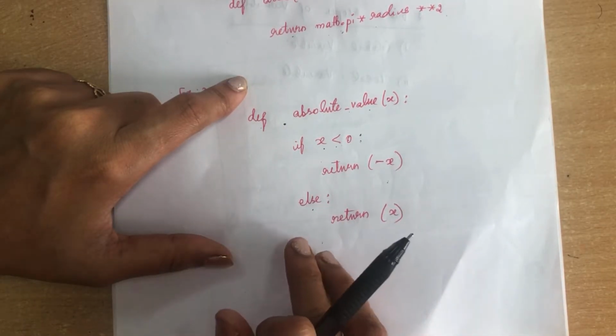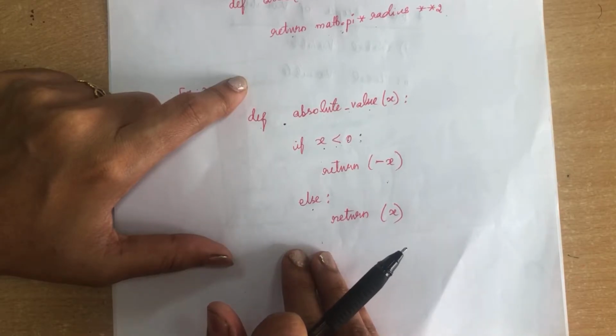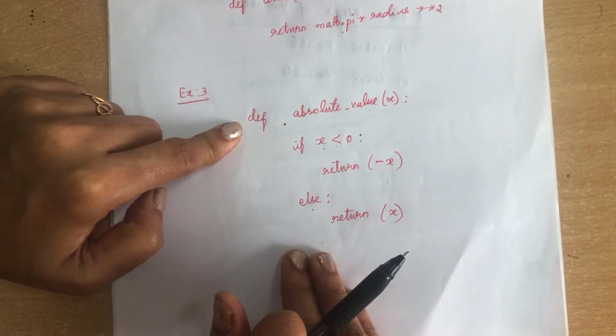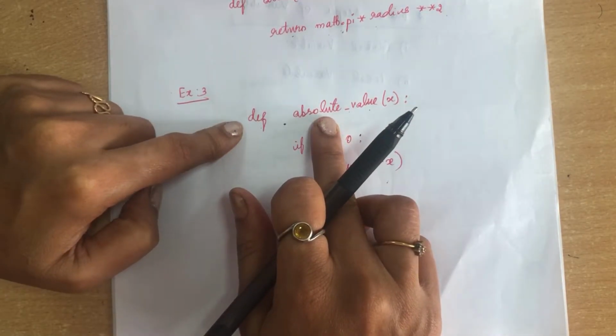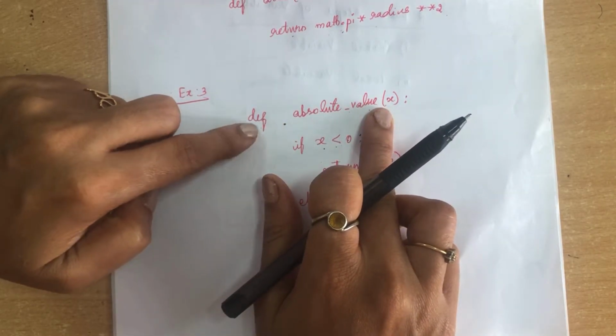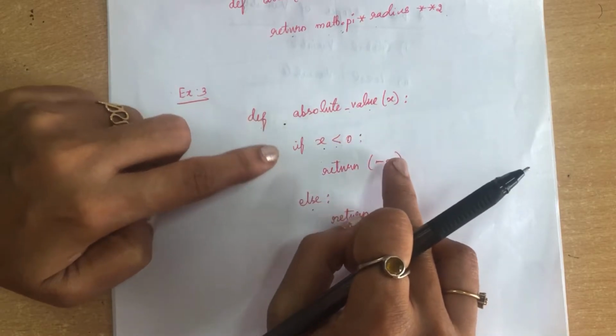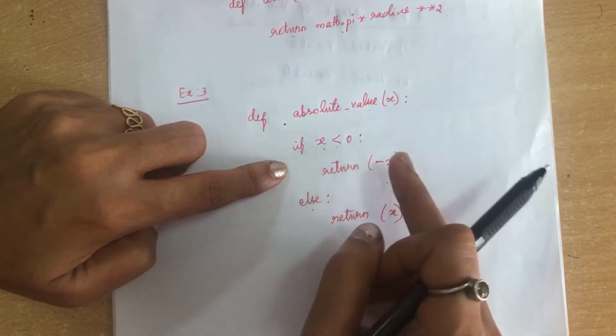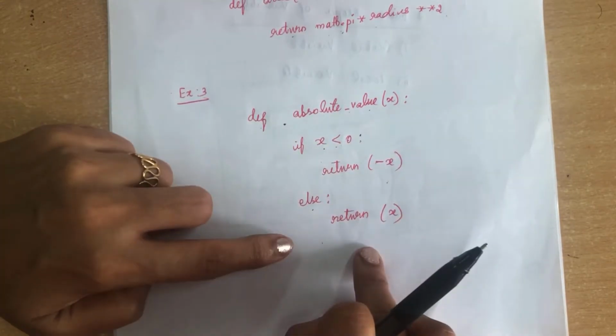So a fruitful function is a function that will return a value to the main program when it is called. So in this program, we are going to use absolute value. We are going to check whether the x value is lesser than 0. If it is lesser than 0, we are going to include a minus sign to it. If it is greater than 0, then we are leaving it as it is.